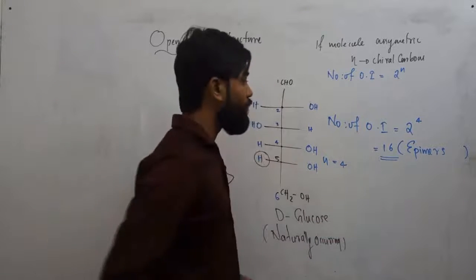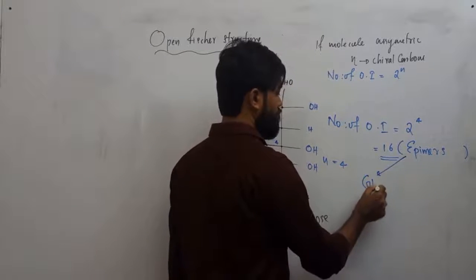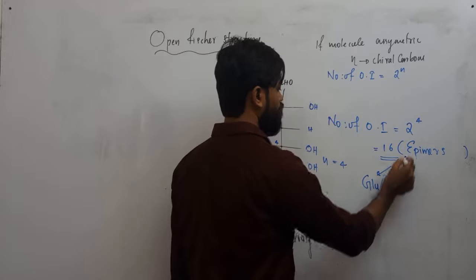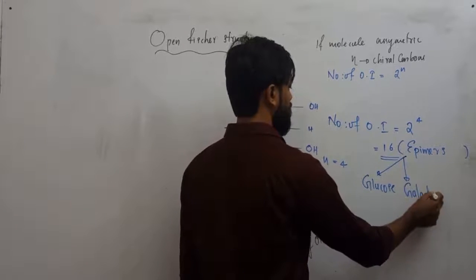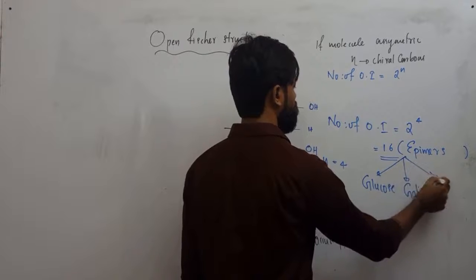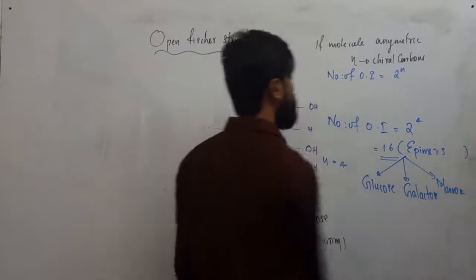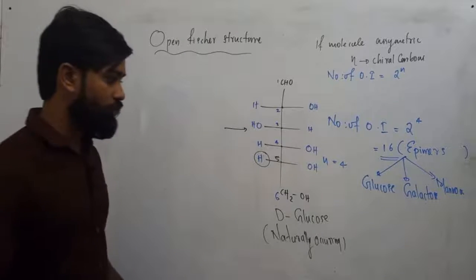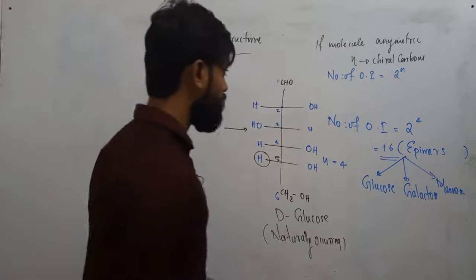Ready? And the most important among these 16 are glucose, galactose, and mannose. Among these epimers, the most important are glucose, galactose, and mannose. Okay, fine.